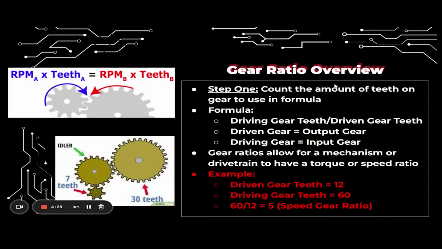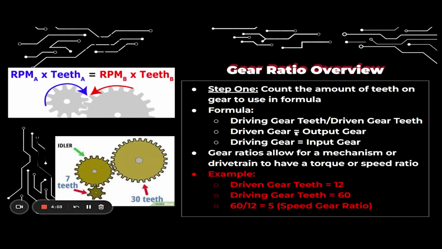So just an overview about gear ratios. Gear ratios allow for a mechanism or drivetrain to have a torque or speed ratio, or also a direct, and we'll get on to each type later. But we're going to go over the formula now. So for step one in the formula, you're going to want to count the amount of teeth on your gear to use. And the formula is going to be the driving gear teeth divided by the driven gear teeth.